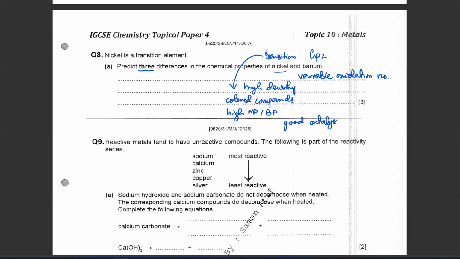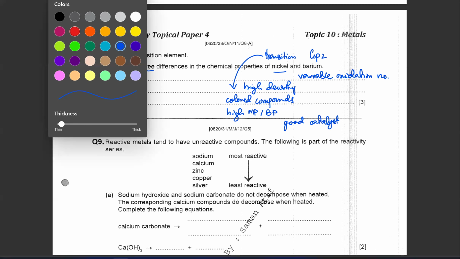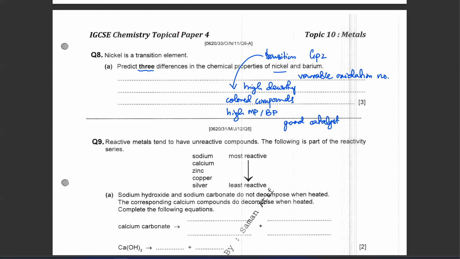Okay, so remember there are 5 properties of transition metals that are unique to transition metals. They're not for other metals. So now he's very specific. He's asking for chemical properties. So which 3 are the chemical properties? One is your oxidation state, variable charges, right?